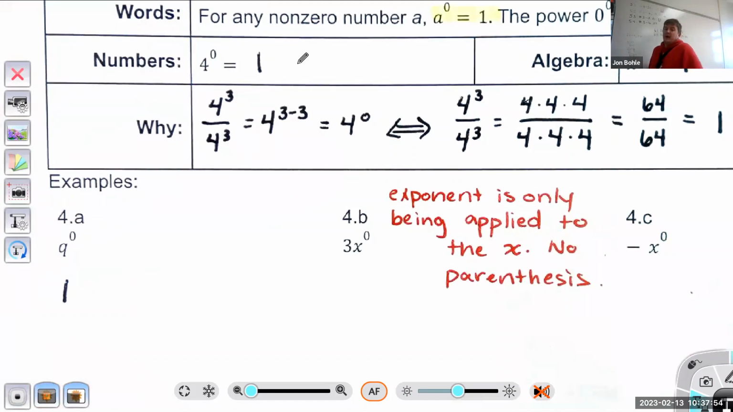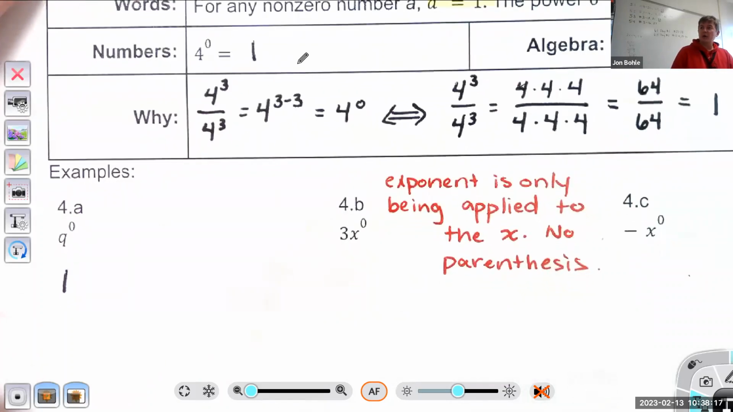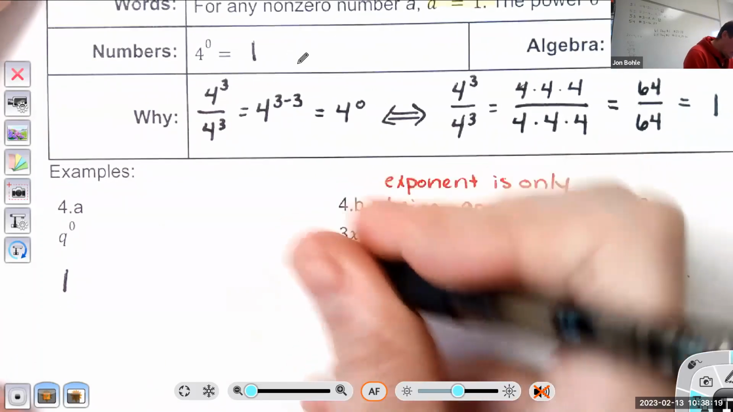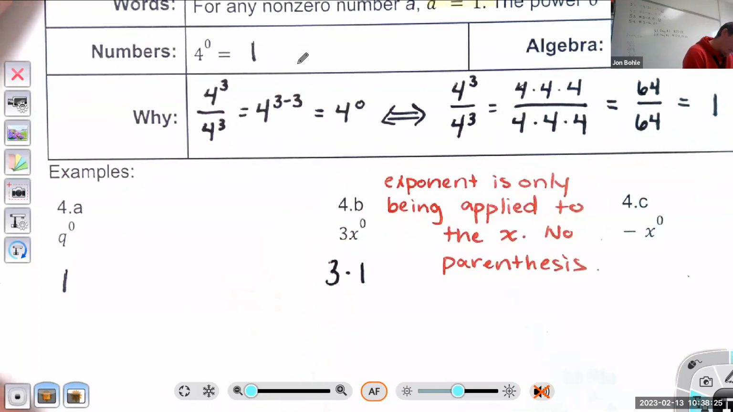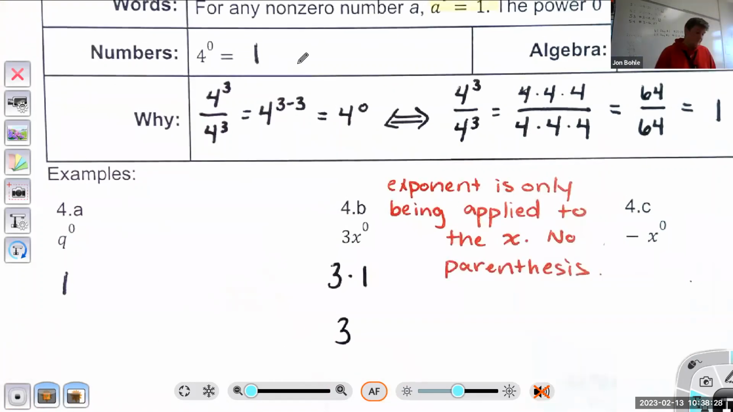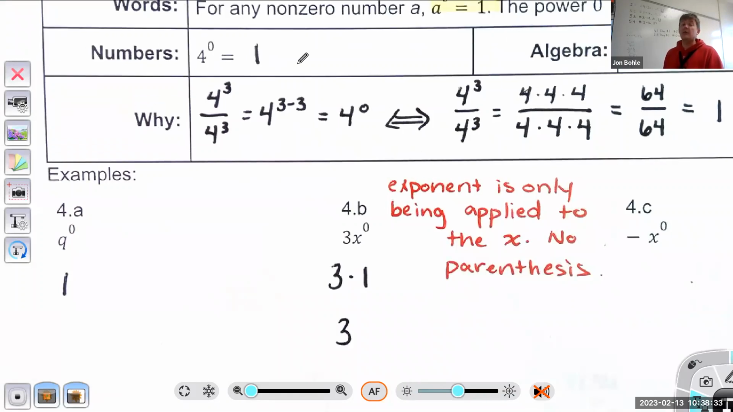The exponent's only being applied to the x because there's no parentheses. Since it's only being applied to the x, what I have is 3 times x to the 0 power. X to the 0 power is what? 1. So what I have here is actually 3 times 1. And 3 times 1 is 3. So you have to be careful. Yes, 0 exponents are extremely easy to deal with because it's 1.